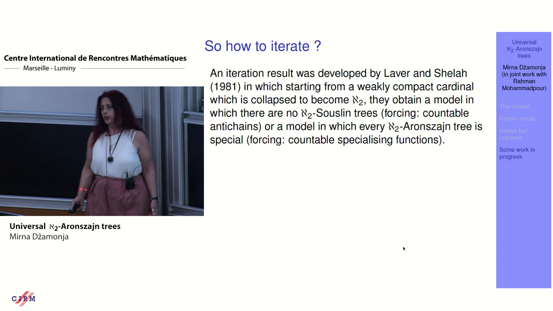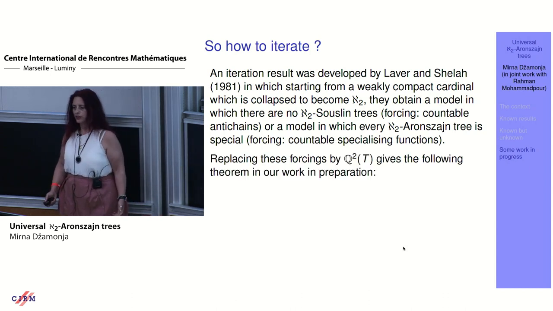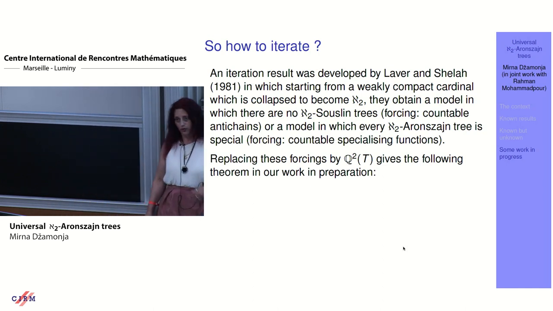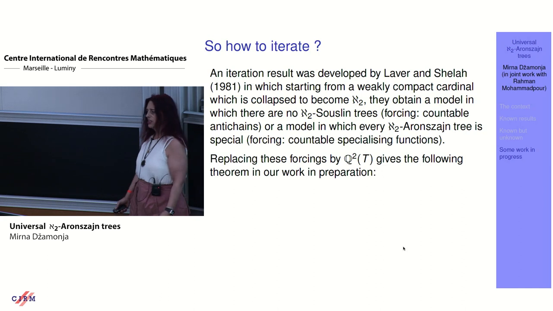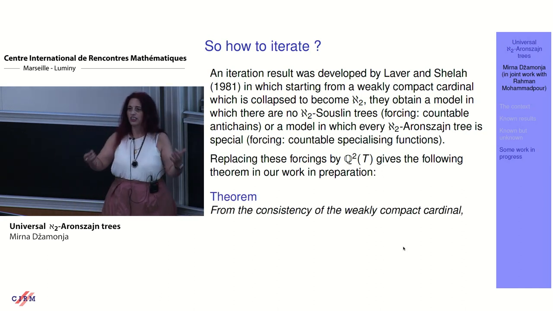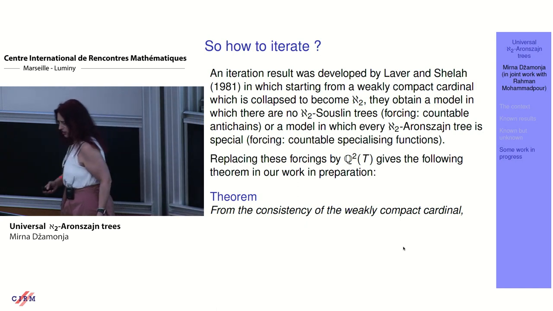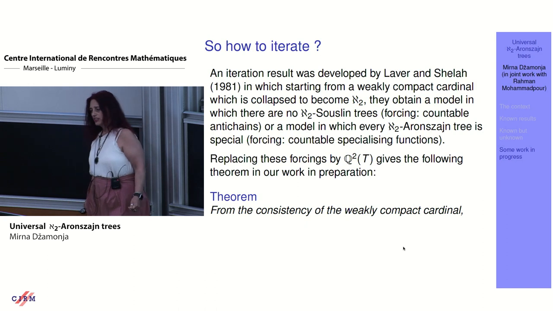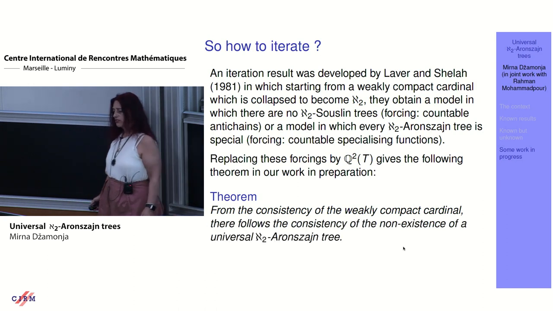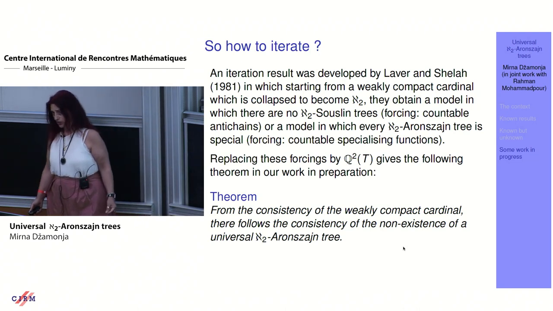And if you know this paper, the main point of the paper is to prove that you have the chain condition in the iteration. Now, replacing these forcings by the forcing Q2 that I have mentioned gives the following theorem from this work, which is in preparation because we have other ideas. From the consistency of the weakly compact cardinal, there follows the consistency of the non-existence of a universal Aleph 2 Aronszajn tree.